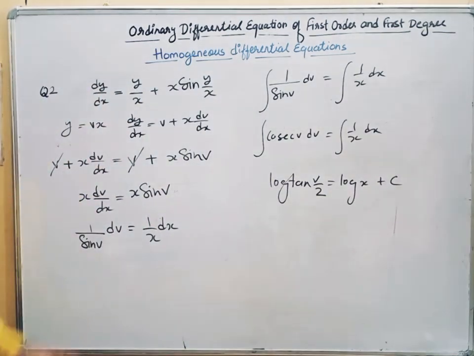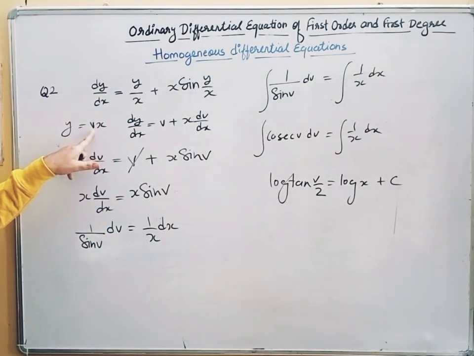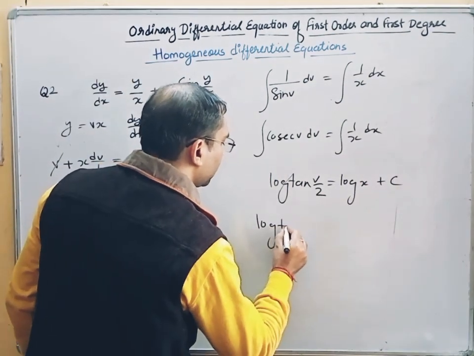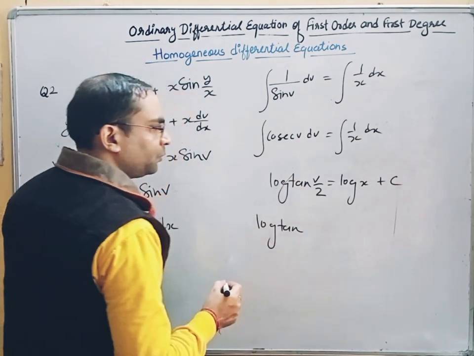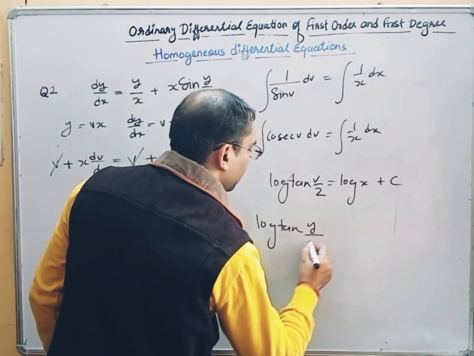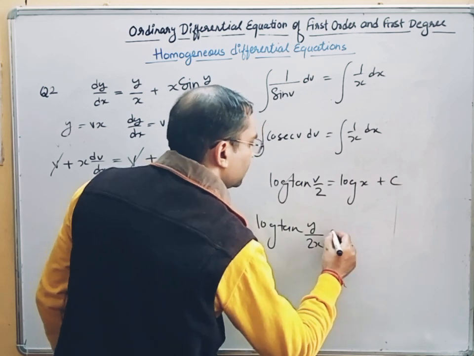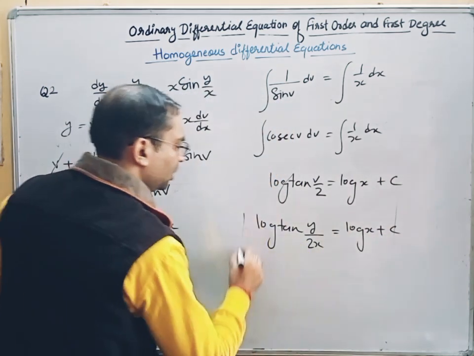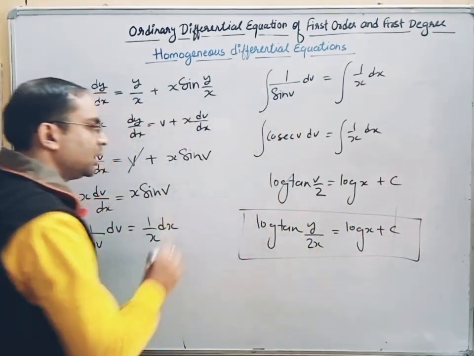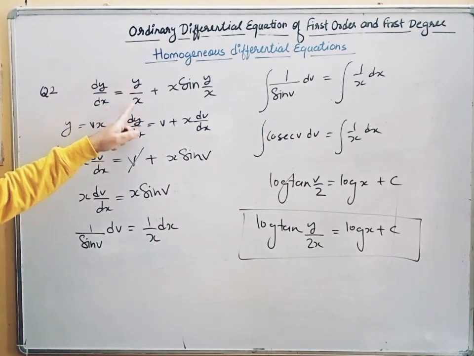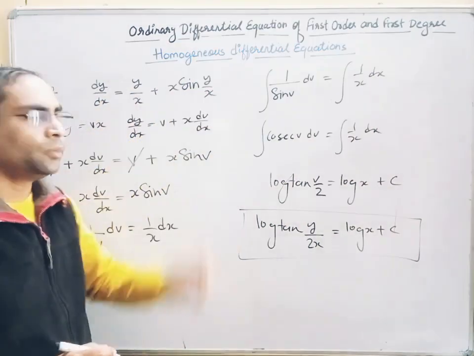Now we need to substitute this v back, so we can see this v is equal to y upon x. So we'll substitute this back. This will be log tan, so in place of v this is y by 2x, is equal to log x plus c. So this will be the solution for the homogeneous equation dy by dx is equal to y by x plus x sine y by x.